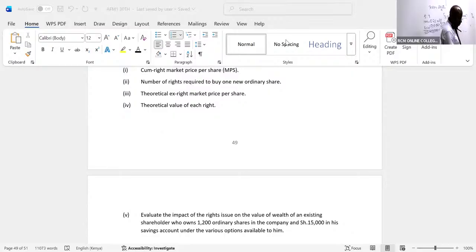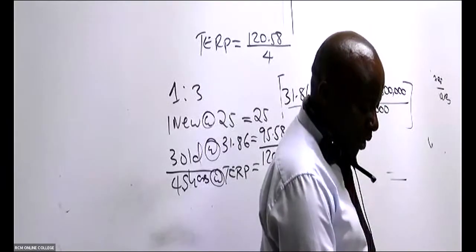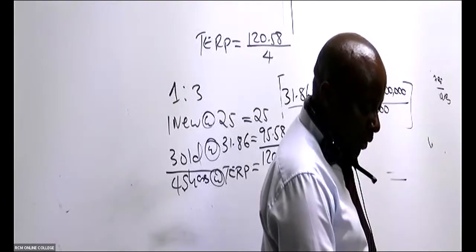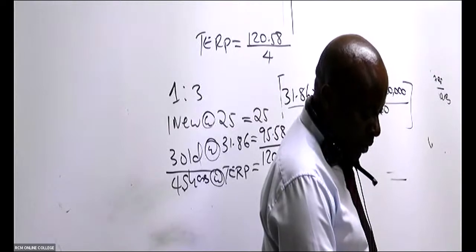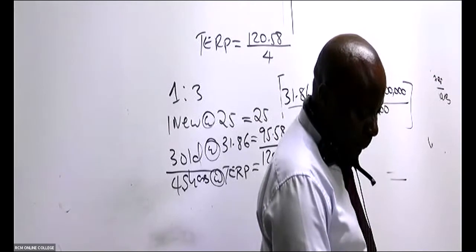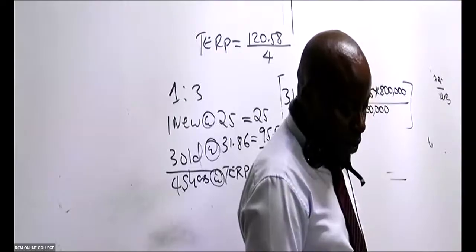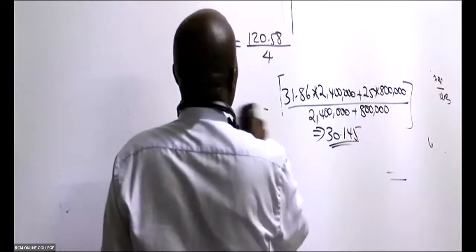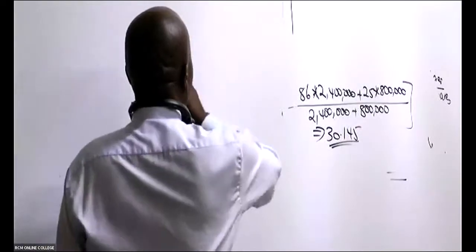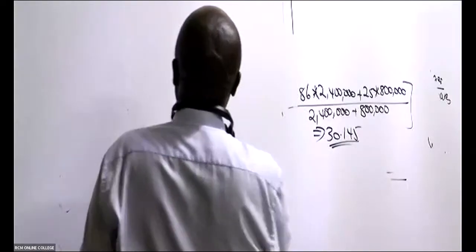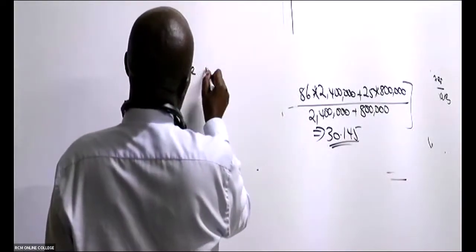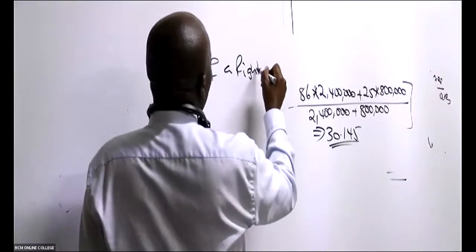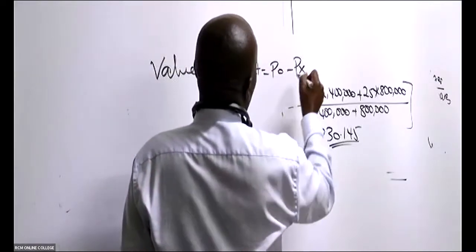How do we get the value of the right? Very easy. To get the value of the right is a very, very small formula. You simply take PO minus PX. Whenever they want you to get the value of a right, we shall always take PO minus what here?